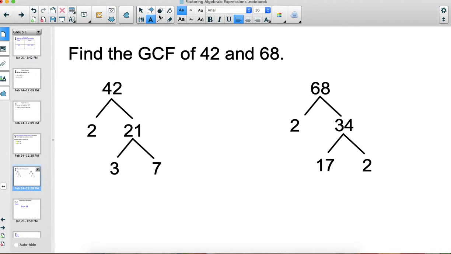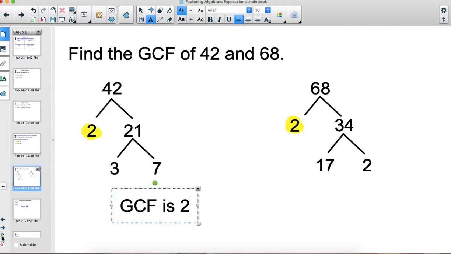So now looking at it, you want to look at the bottom of your factor tree. So we have 2, 3, and 7. And over here we have 2, 17, and 2. What do they have in common? That would be 2. 2 on each one of these. Do they share anything else? I don't think so, just 1, 2. So the greatest common factor is going to be 2.